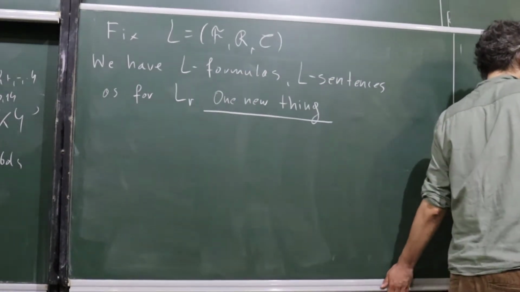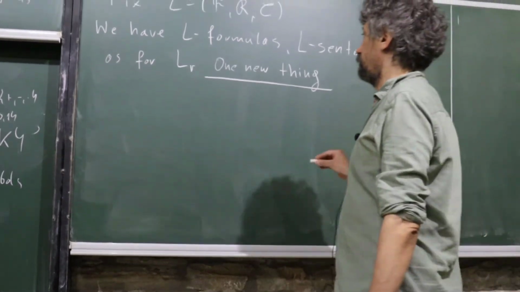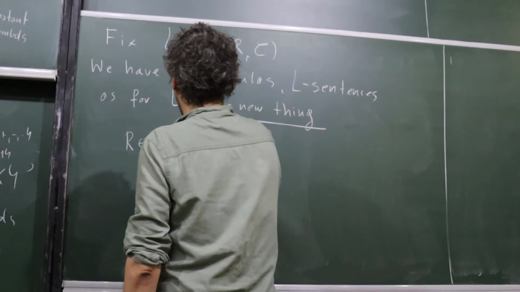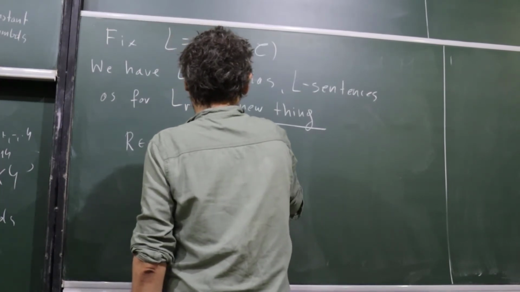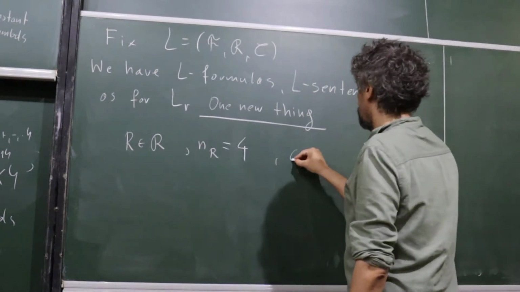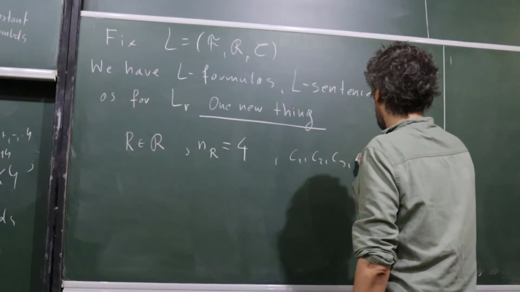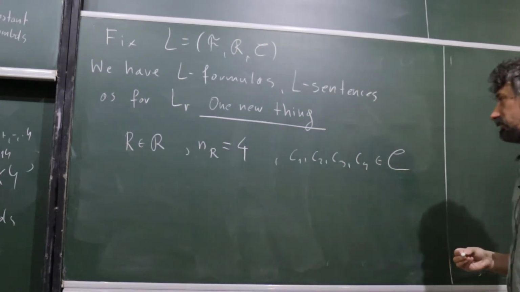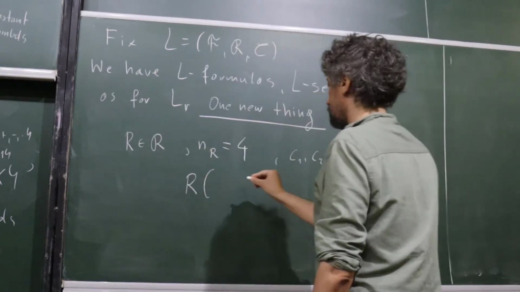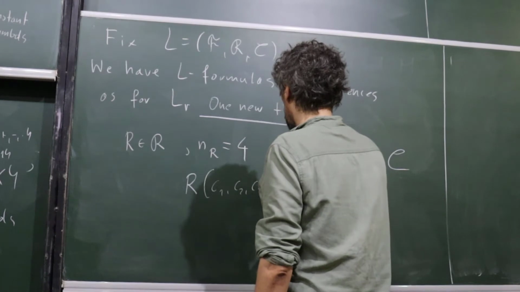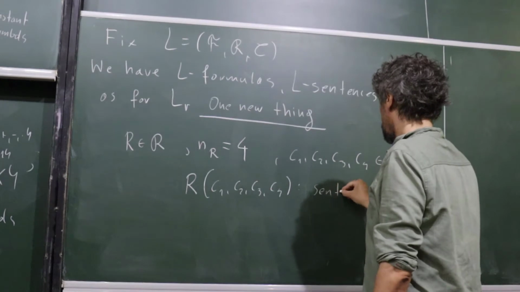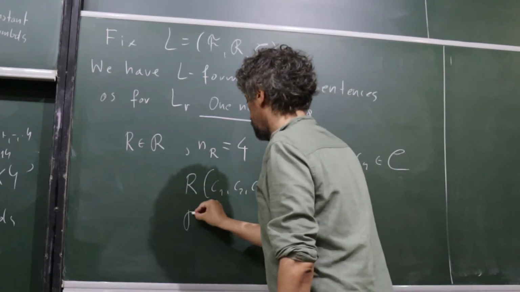So how the relations come into the formula. So for example, if R is in the set of relation symbols, and let's say the arity of R is 4, and some c1, c2, c3, c4 are constant symbols, then this is a formula. Actually, it's a sentence. And such are.